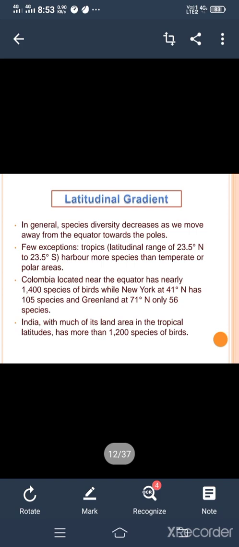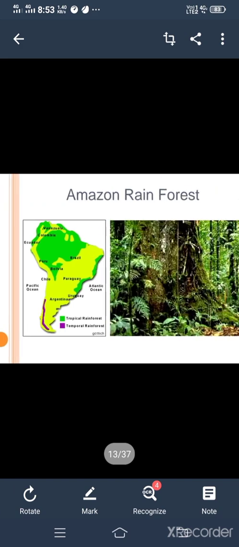India, with much of its land area in the tropical latitudes, has more than 1,200 species of birds. India is located in the tropical temperate region on the earth hemisphere, and it has 1,200 species of birds.